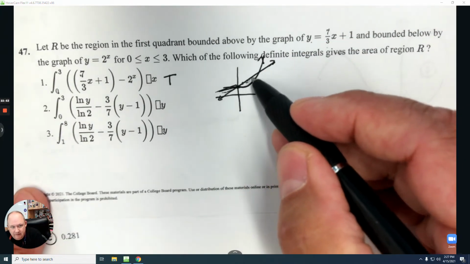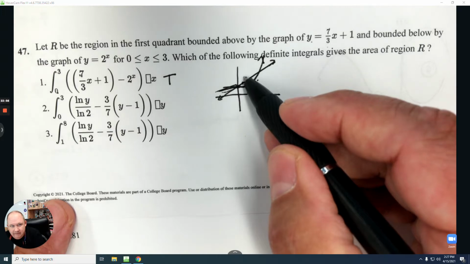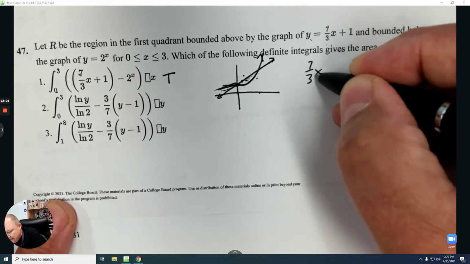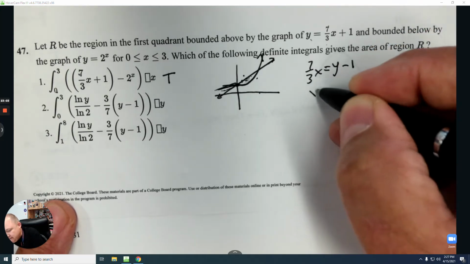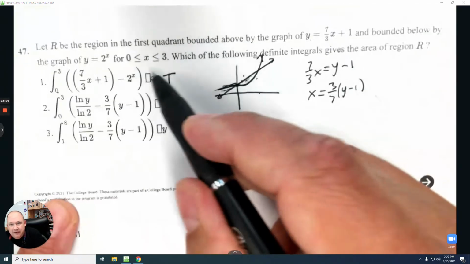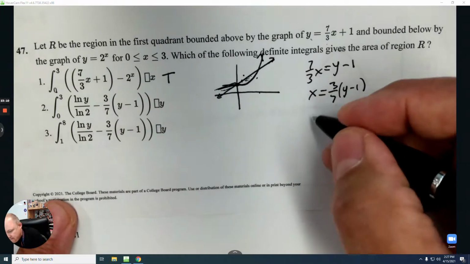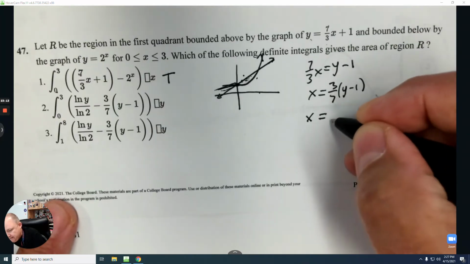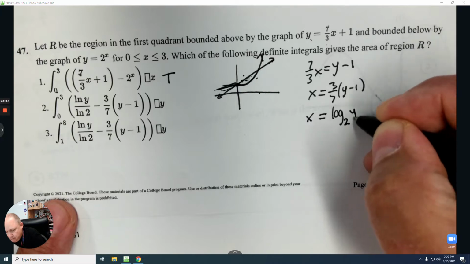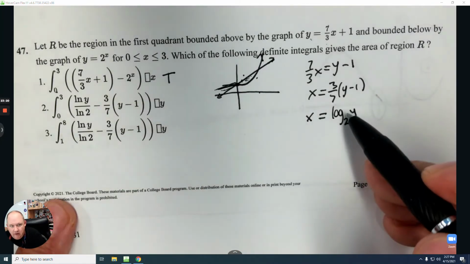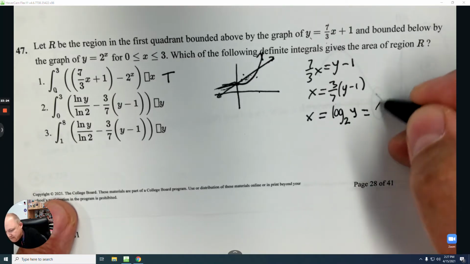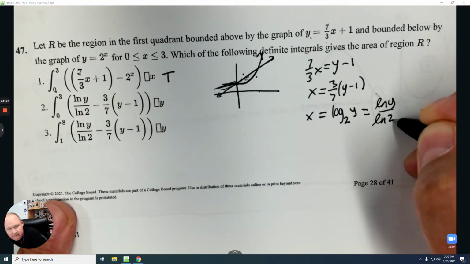Another way to find this area is to go right subtract left. If that's true, I need to solve for x here. So to solve for x, I'm going to subtract 1 and then multiply by the reciprocal. And for the second one, I also need to solve for x. So that's going to be log, with a base of 2, of y. So I'm writing this as a logarithm where the base is 2. And another way to write this is to change the base to ln y divided by ln 2.